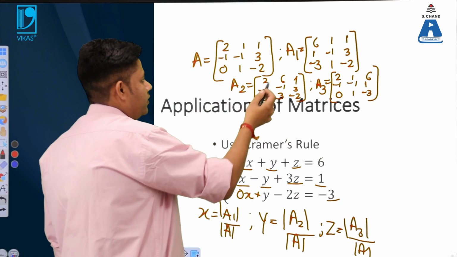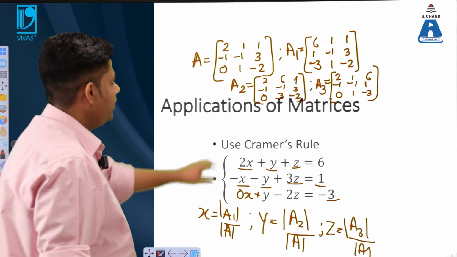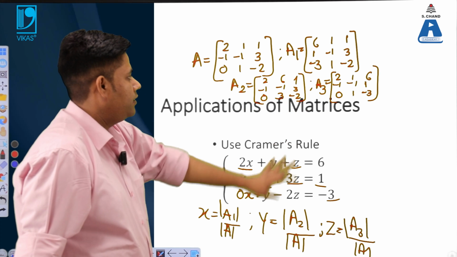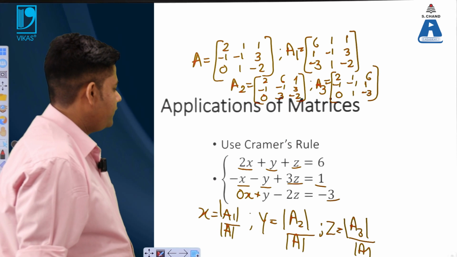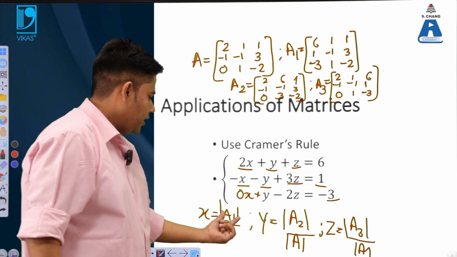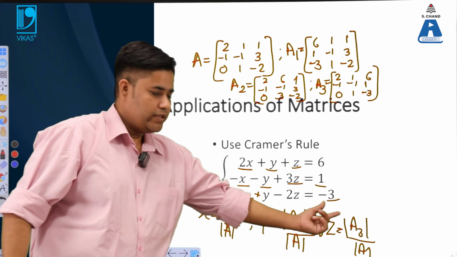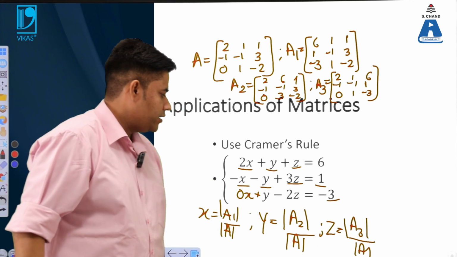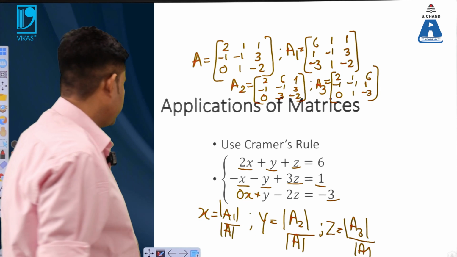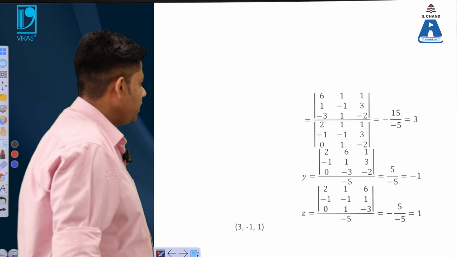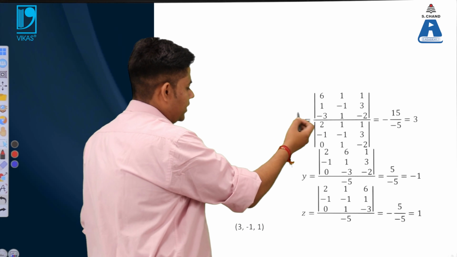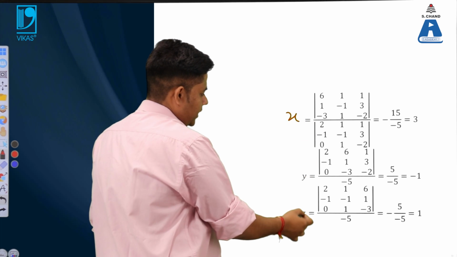Now when I find out the determinants of all these matrices, I have a particular value, and that particular value is to be substituted here in this fraction, so that x, y, and z are calculated. So ultimately, you will get these results for x, y, and z.